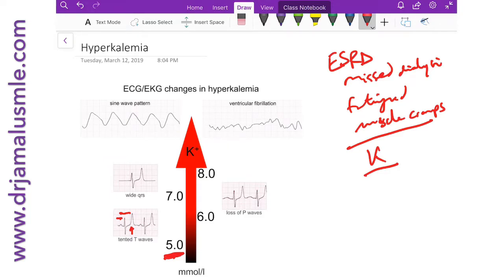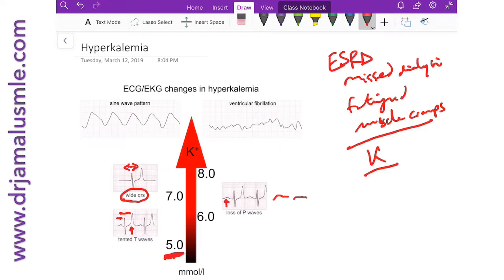Next, you will start losing P waves. P waves start becoming flatter, and then they might end up becoming one with the isoelectric line. If the potassium goes up above 7, you will see that the QRS has already lengthened. So this is what they call a wide QRS.